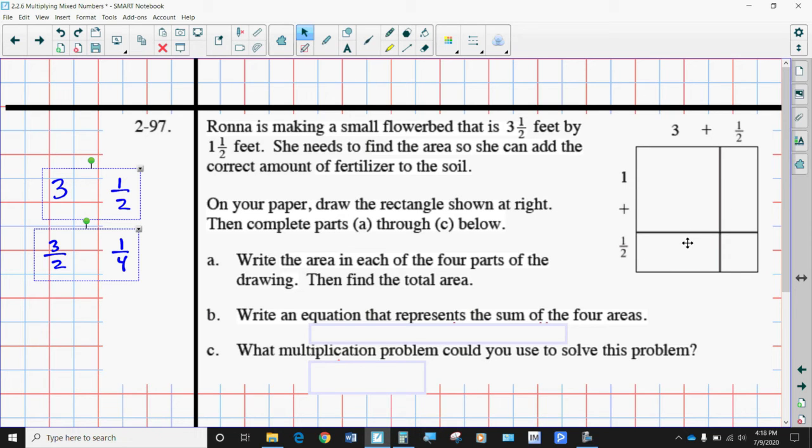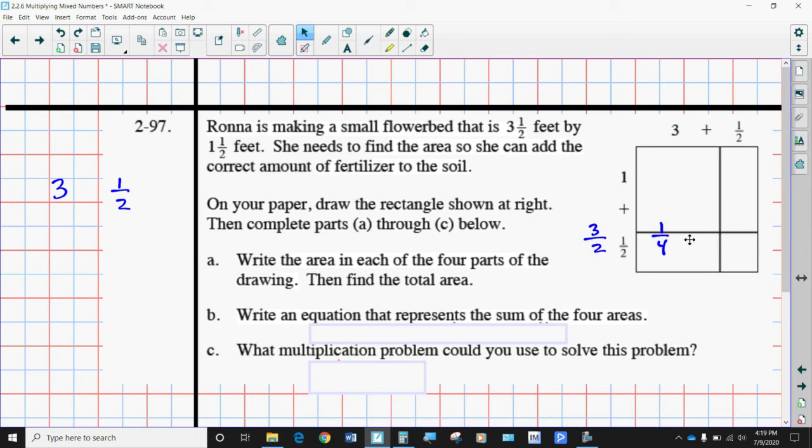So I highly recommend trying this a little bit, although just like with the rectangular, like what we did earlier, it's not necessarily the quickest or easiest way of doing it, but it's a good way of organizing and visualizing what we're doing when we multiply mixed numbers together, okay? So go ahead and do that, and then it says write the area in each of the 4 parts of the drawing, then find the total, okay?